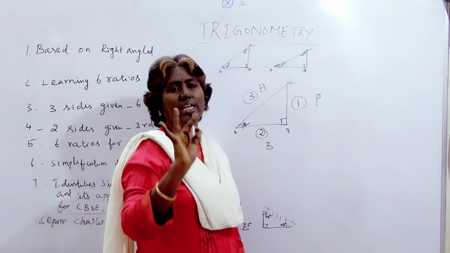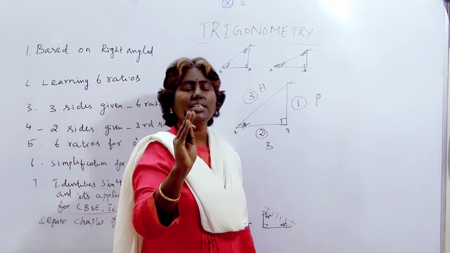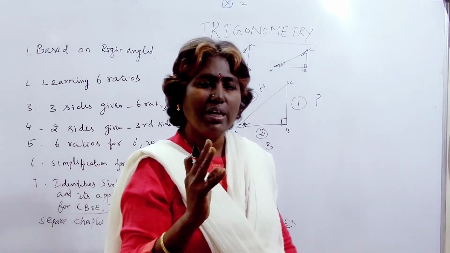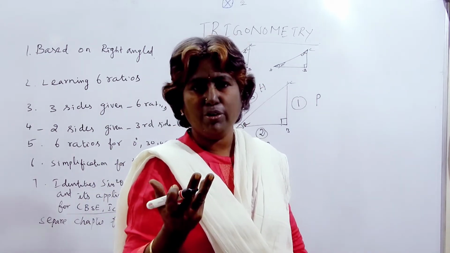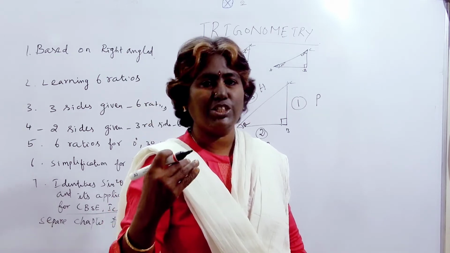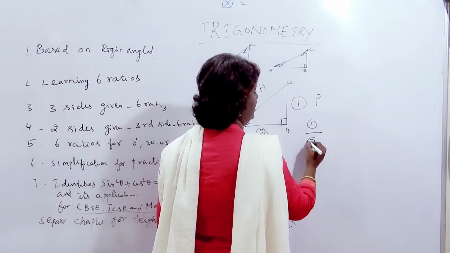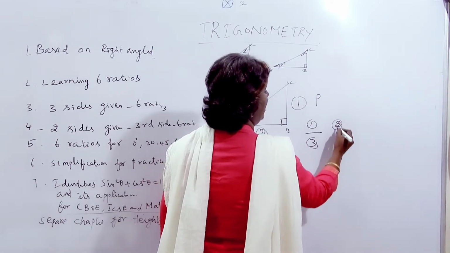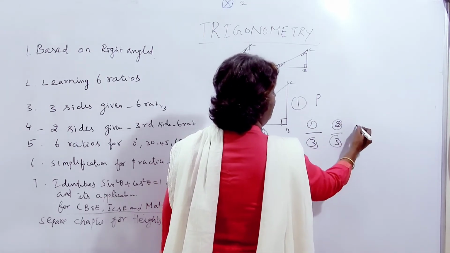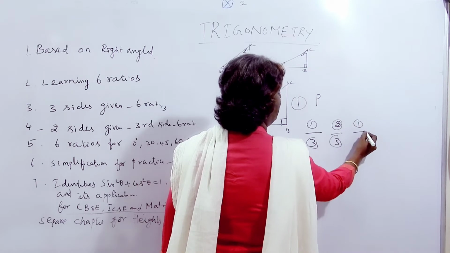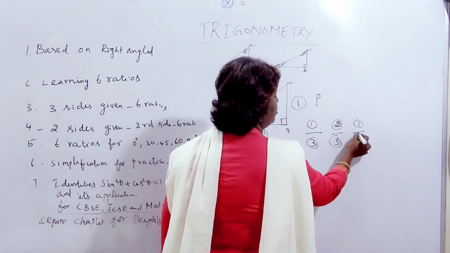So we have only 3 sides. So these 3 sides, how many ratios can you make? Means 6 ratios. Okay, that is like a fraction. So if you take 1 by 3 you can take, then 2 by 3 you can take, then without 3 we can make 1 by 2. So these 3 ratios we can make.